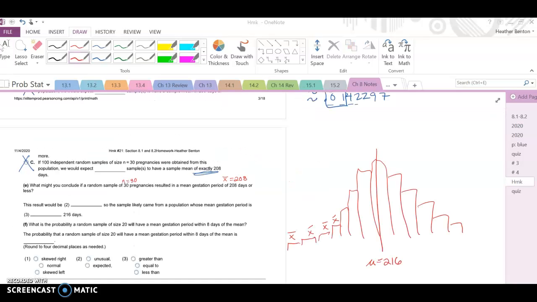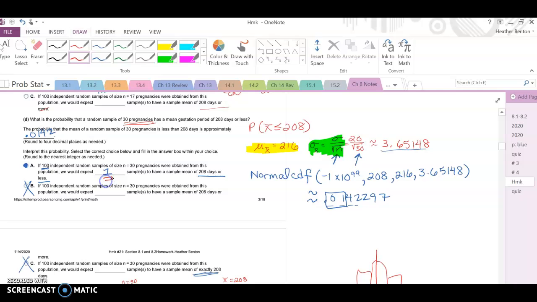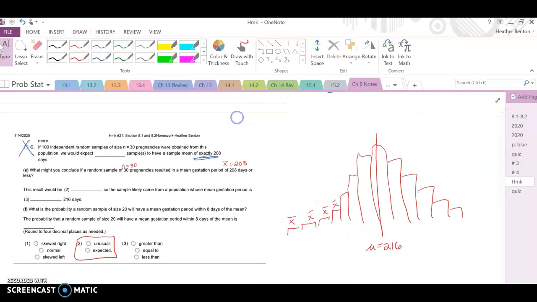So in part E, they're asking us to conclude whether the result is unusual or if it is expected. And our result, as you remember, is 1 out of 100. In other words, that's 1% of the time. And that's definitely less than 5%, which is kind of our rule of thumb for things to be unusual. Anything less than 5% is unusual. So this is unusual.